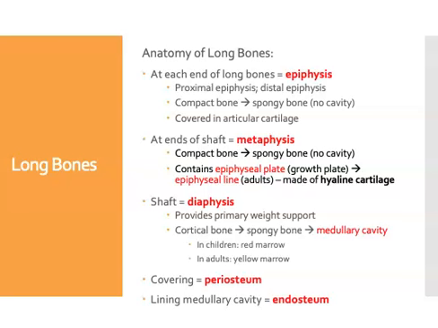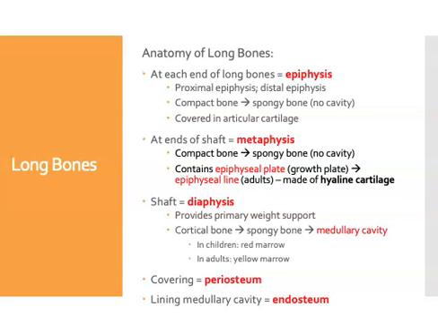Now, if you go inward from the epiphysis, the next region you'll hit is called the metaphysis. And there is a metaphysis area at each end. The metaphysis is also compact bone surrounding spongy bone. There's no cavity in the metaphysis. Now, within the metaphysis, there is a region referred to as the growth plate.